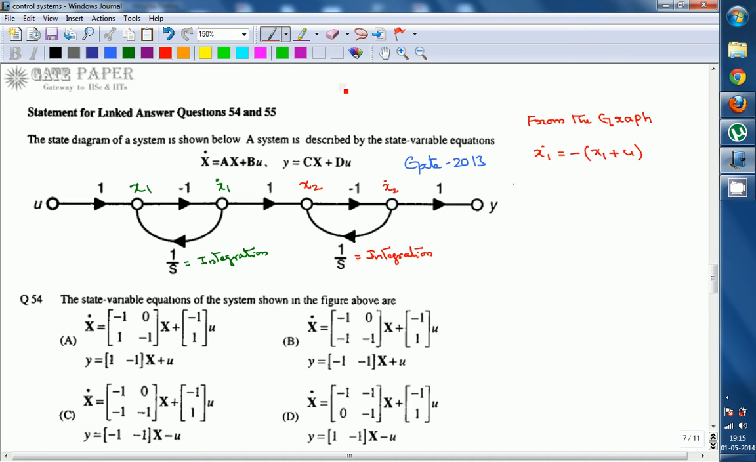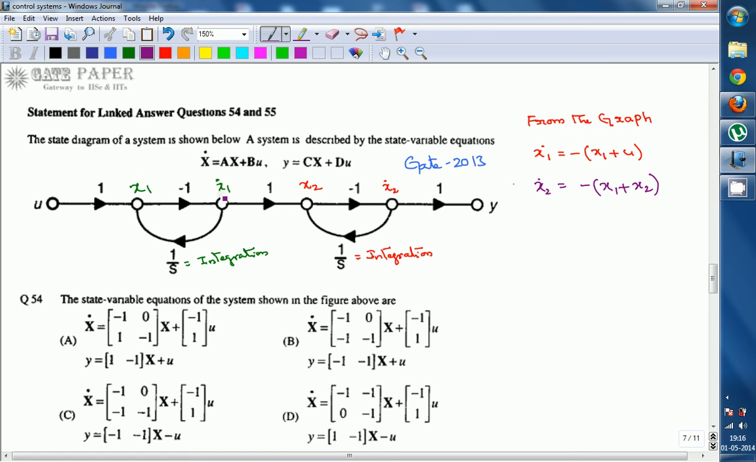And for x2 dot, you can observe that x1 is multiplied with 1 and that is added to x2, and this x1 plus x2 is multiplied with minus 1 and that gives the result x2 dot here. So we will get x2 dot equals x1 minus x2. So these are the two equations for x1 and x2.